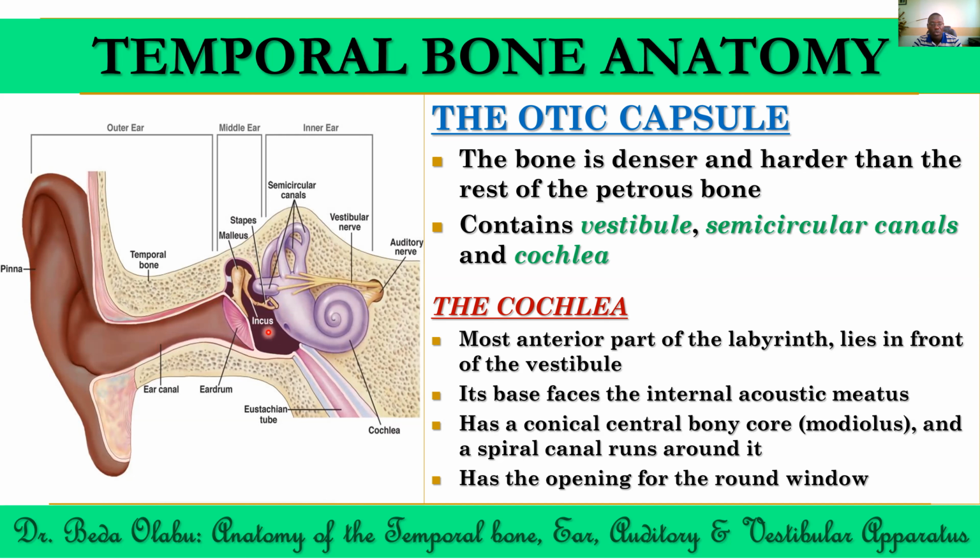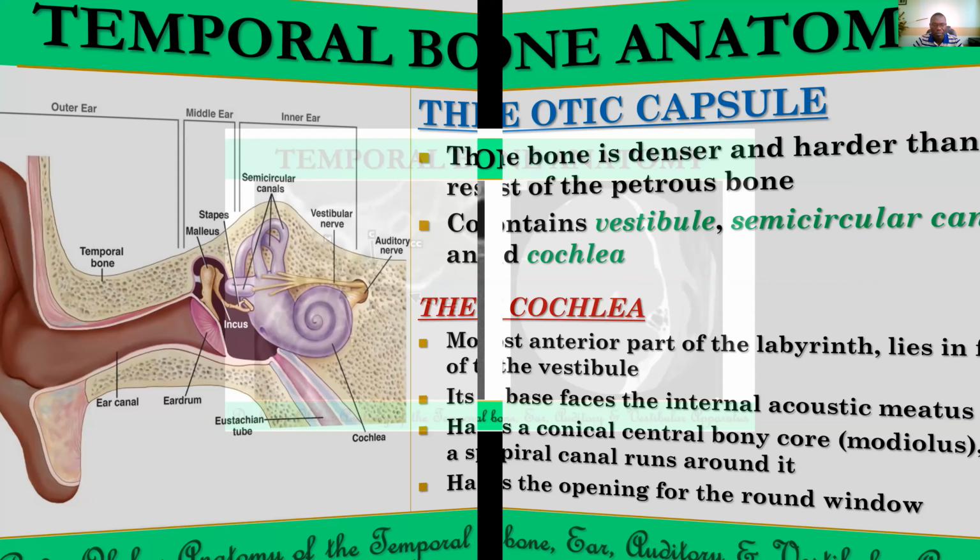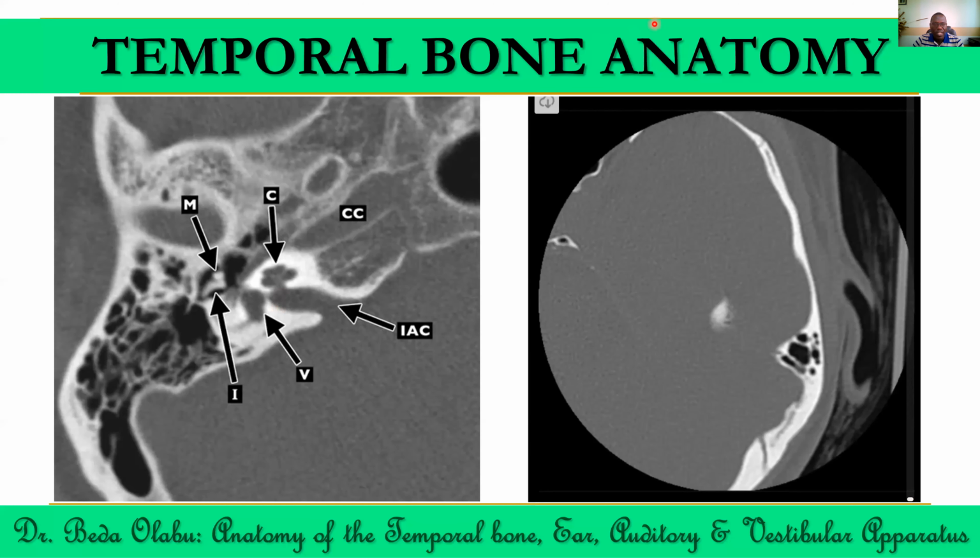Okay, so we've looked at the 3 components of the bony labyrinth, the 3 components of the otic capsule. I want us to look at this image here to try to make sense of what we've said. So this is an axial CT image located at the level of the middle ear to capture a few structures here.